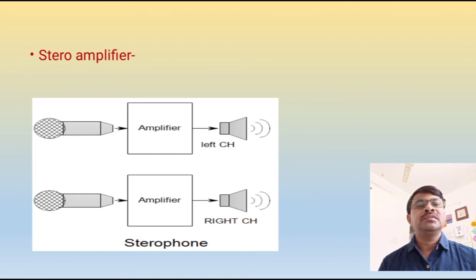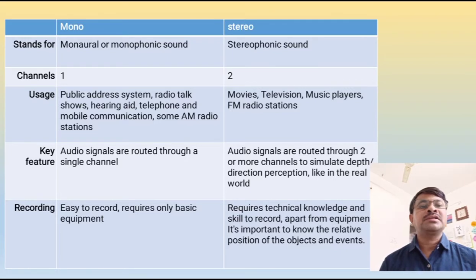Stereophonic system requires some skilled person for adjusting the microphone output or controlling the microphone output or adjusting the speaker volume and so extra parts. At last, some important differences between monophonic and stereophonic. Monophonic stands for monophonic sound, stereophonic stands for stereophonic sound. Channel 1 in mono, stereo contains 2 channels.